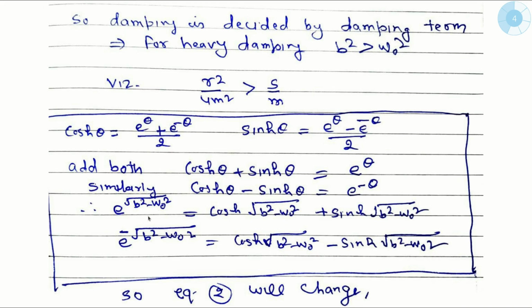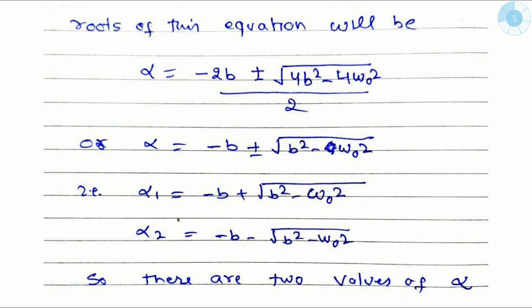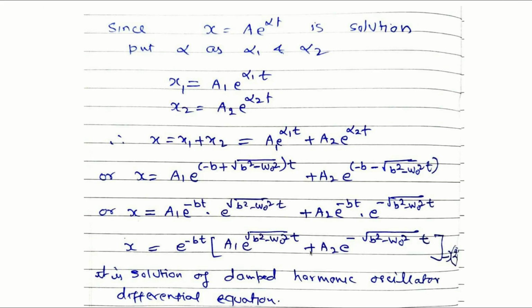So we will get e raised to under root of b square minus omega naught square as cos h under root of b square minus omega naught square plus sin h under root of b square minus omega naught square. Similarly, e raised to minus theta means e raised to minus under root of b square minus omega naught square as cos h under root of b square minus omega naught square minus sin h under root of b square minus omega naught square. So when we put these two values in equation 2, what is equation 2? It is equation 2. So here we will put the values of e raised to this and this, so this equation will change.